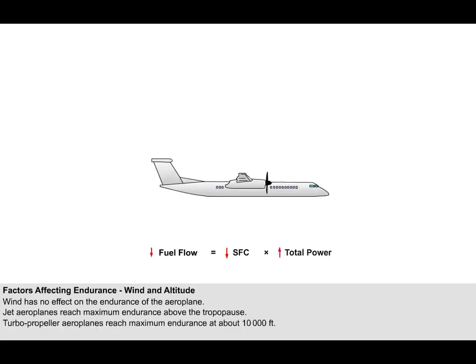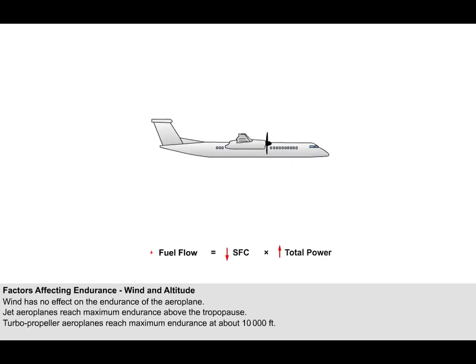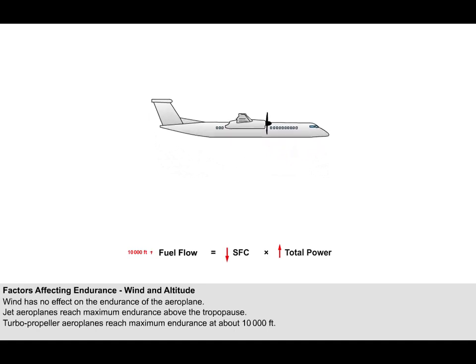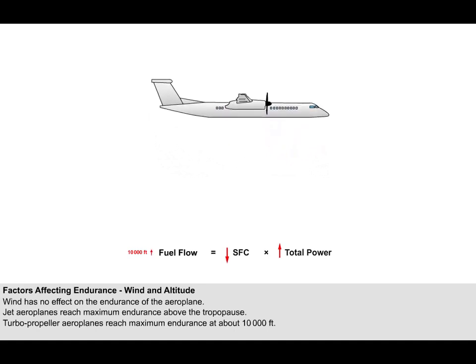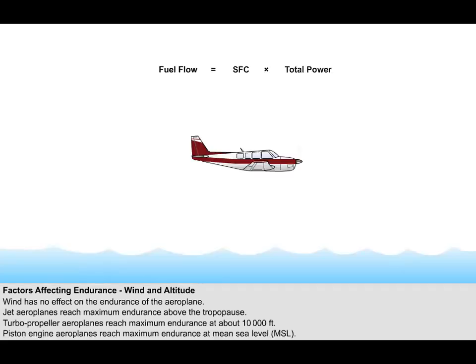Turbopropeller aeroplanes function in a similar way to a jet, since they are, in essence, jet engines with a propeller attached to a geared shaft. However, even though the turbopropeller engine gains efficiency with altitude, the power required increases, offsetting the efficiency gains. This means that for the majority of modern turbopropeller aeroplanes, maximum endurance is achieved at around 10,000 feet or less. Piston engine aeroplanes are most efficient at sea level when the manifold pressure is high and RPM is low, provided that the mixture has been leaned correctly.